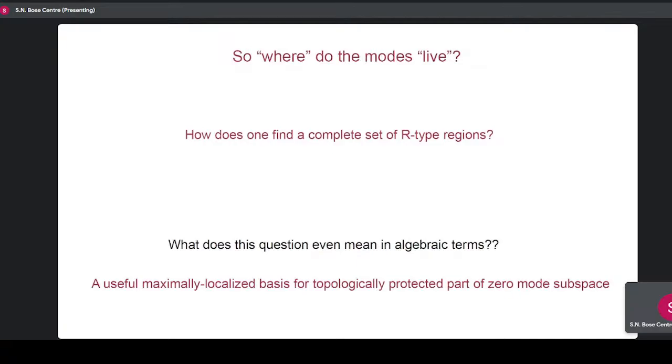So now we come to this question again, back to the original question. After all this, where do these modes live? That now translates to a question we felt, which is how does one find a complete set of these archetypes?